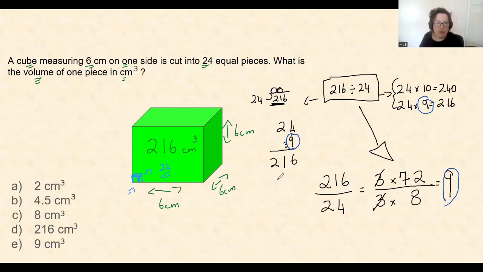So the answer is, what is the volume of one piece in centimeters cubed? The volume of one piece in centimeters cubed is 9 centimeters cubed.